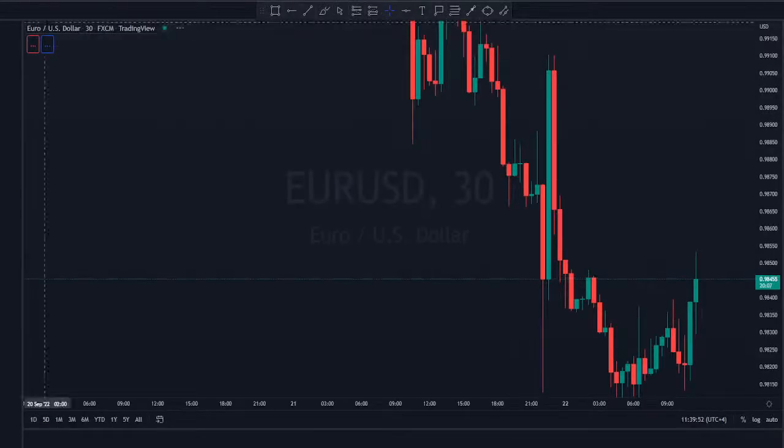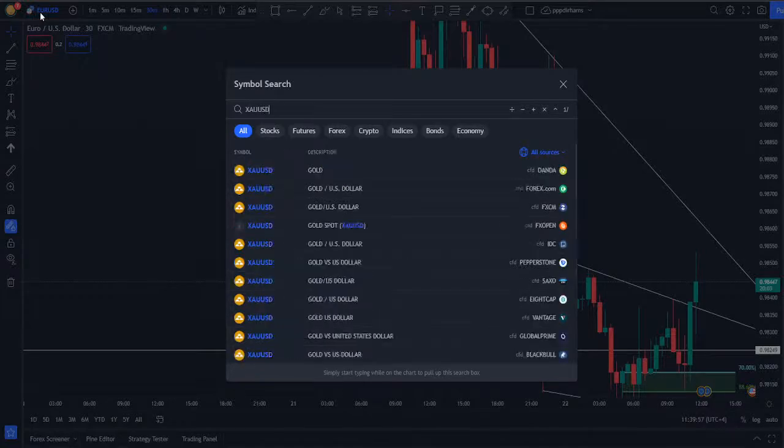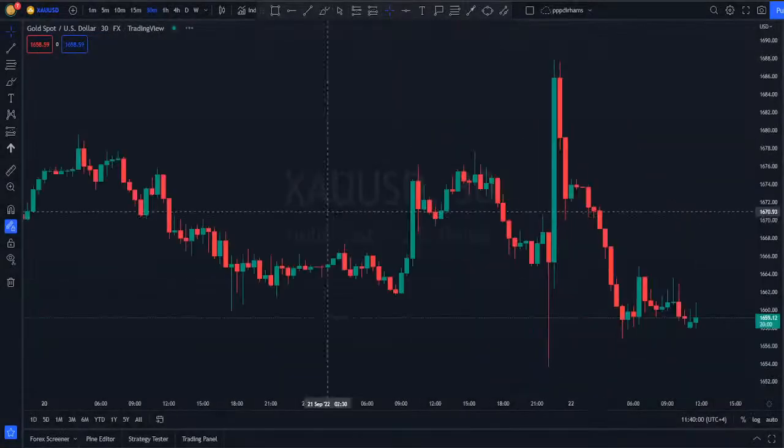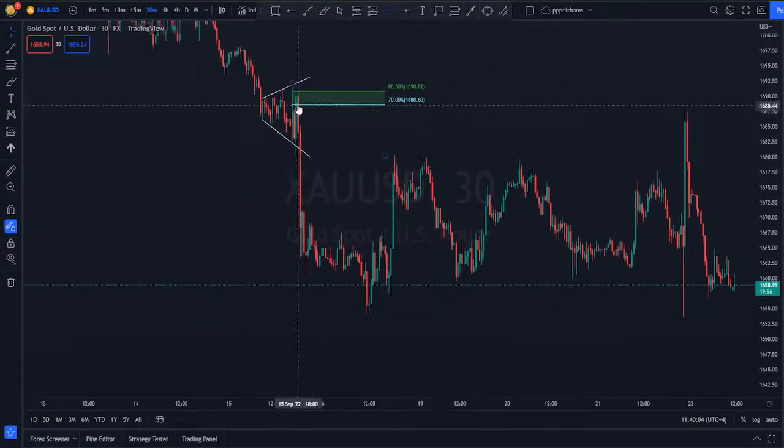Bring in gold. Let's try. Let's try. You never can tell where we're going to see a nice position. Let's see that. Gold, gold, gold. Wow, you guys see this?